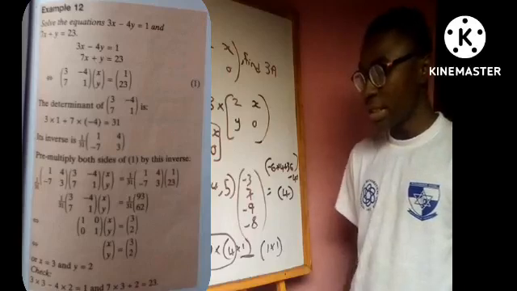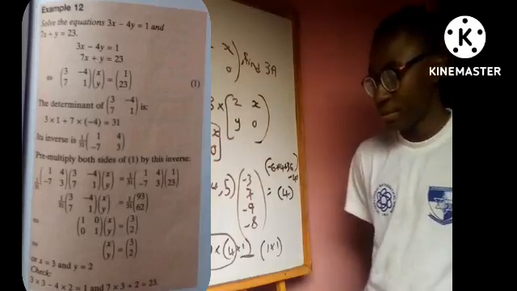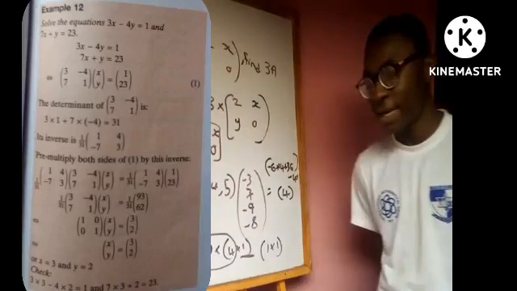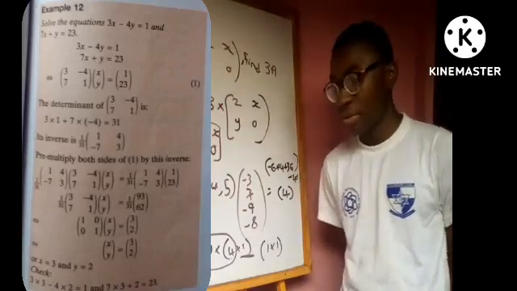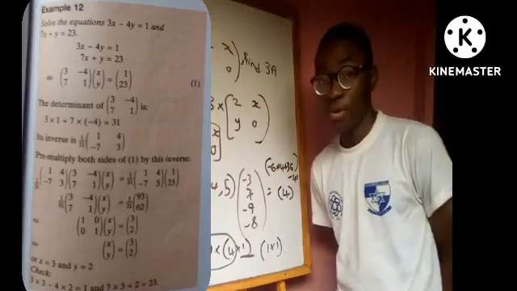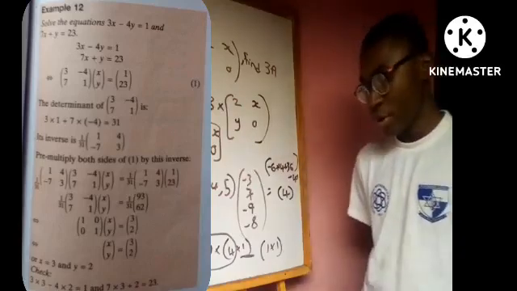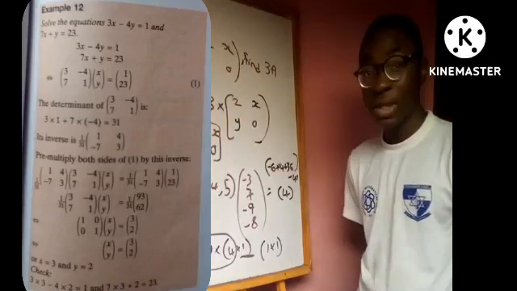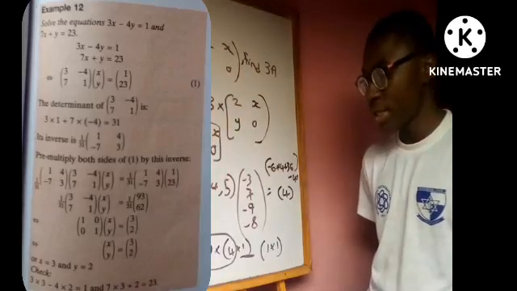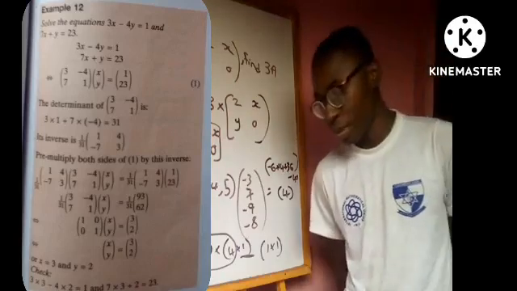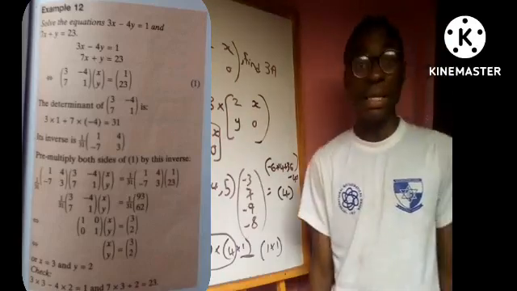As you can see, the determinant of this matrix is 31, and its inverse is equal to 1 over 31 times this new matrix we formed. We interchange the leading diagonal: instead of 3 and 1, we have 1 and 3. Then for the second diagonal, we multiply them by minus 1. So instead of minus 4 and 7, we have minus 7 and 4 as the elements in the second diagonal.